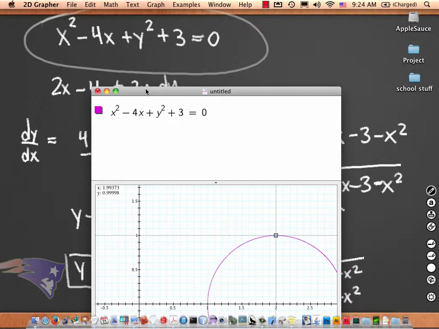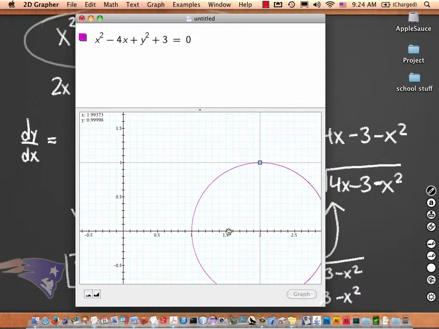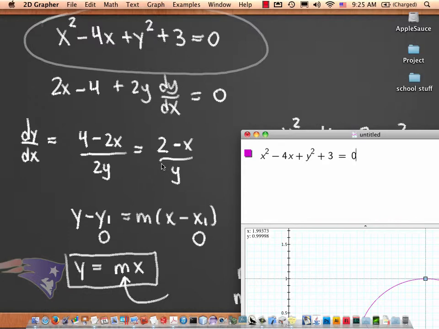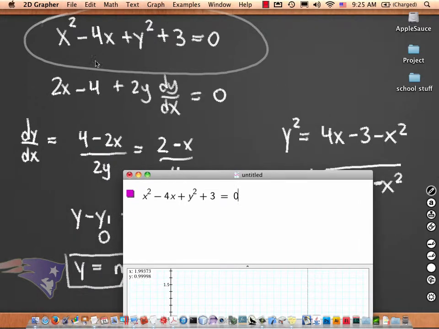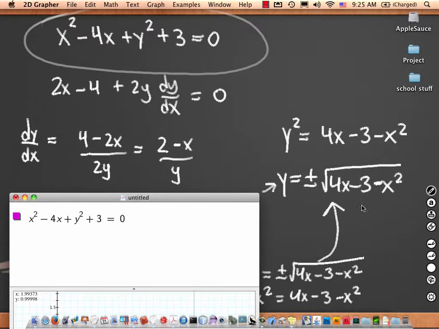That'll be a good thinker. 1.5. Yeah. We can definitely try it. So let's plug that in then. If that means that the slope here is 2 minus 1.5 over whatever you get when you plug 1.5 into this, right? All right. So plug 1.5 into this for me. Tell me what you get. Give me the positive. 4 times 1.5 minus 3 minus 1.5 squared, and then square root that whole thing.